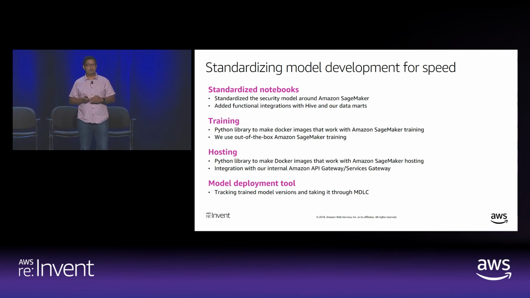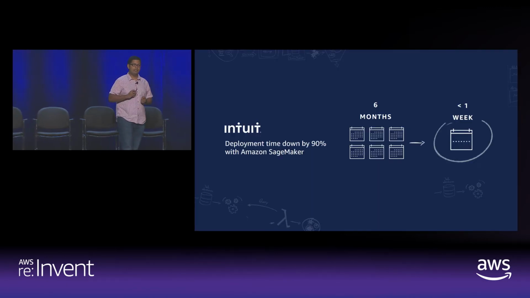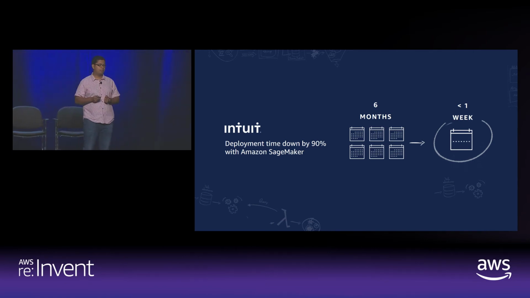And then we built a model deployment tool that is kind of a CI/CD tool to enforce a strict model development lifecycle. Right? All of this helped Intuit cut down the time taken to build a new model and deploy to production from something like 6 months to 1 week. That's how easy it's been.